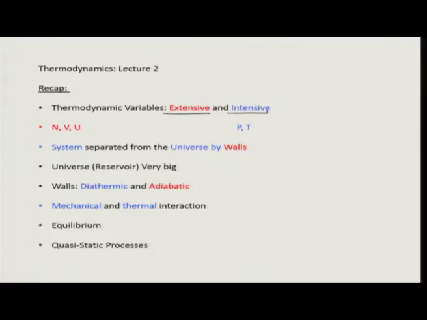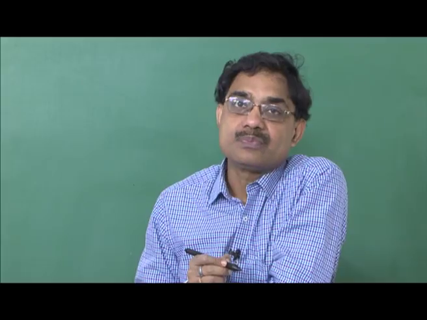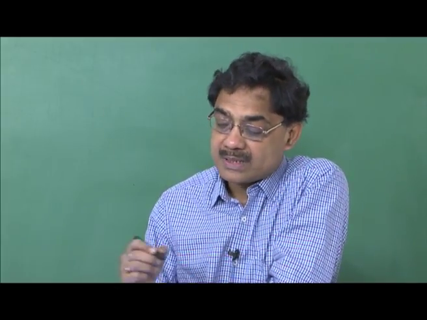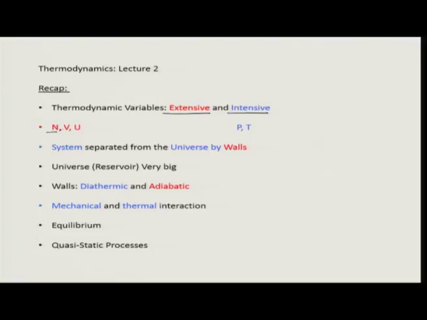Extensive thermodynamic variables are indicative of the system size. For example, number of particles, volume, internal energy. Later we will probably introduce the concepts of free energy and entropy. These are extensive variables. They are indicative of the system size. If we double the size of the system, maintaining equilibrium, these quantities will be doubled.